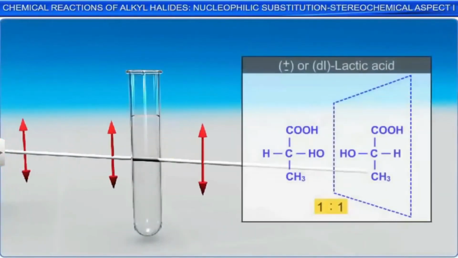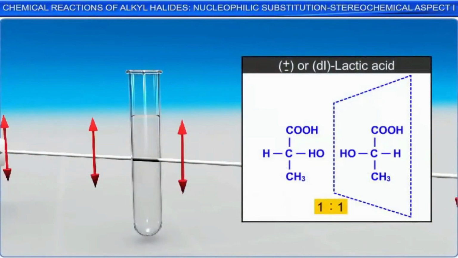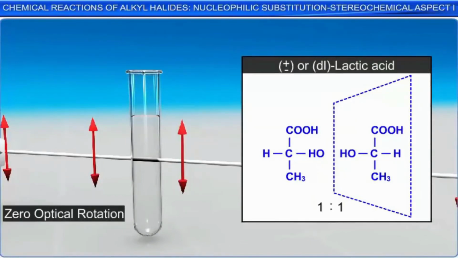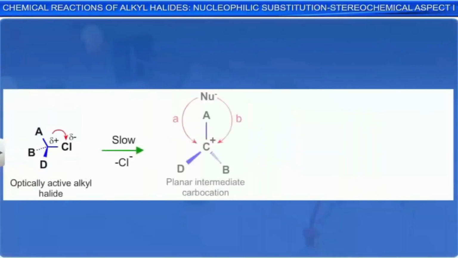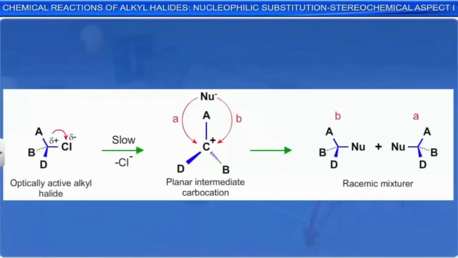If a mixture contains equimolar proportions of enantiomers, then it shows zero optical rotation. Such a mixture is known as racemic modification. A racemic mixture is represented with the symbol DL or plus-minus before the name of the compound. The process of the formation of an equimolar proportion of an enantiomeric mixture from an optically pure compound is known as racemization.